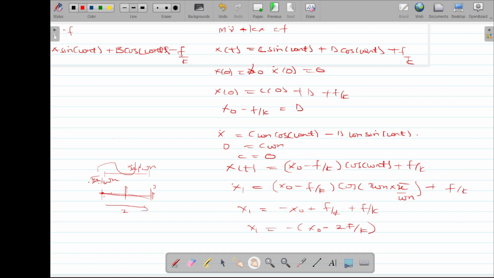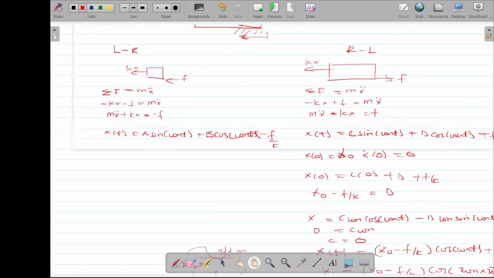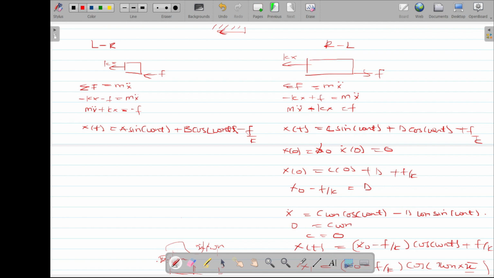So to begin the next half cycle, that will be moving from left to right, we use this equation. Now to use this equation, the initial condition x at time 0 will be the x1 in the right to left equation, which is equal to negative into bracket x naught minus 2f on k.